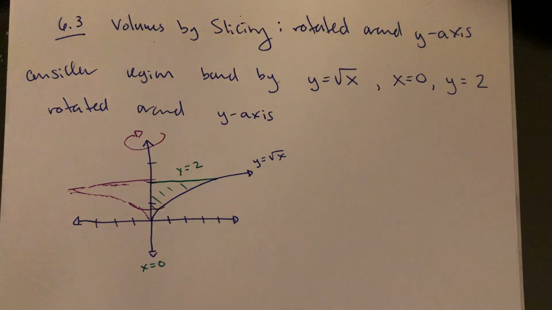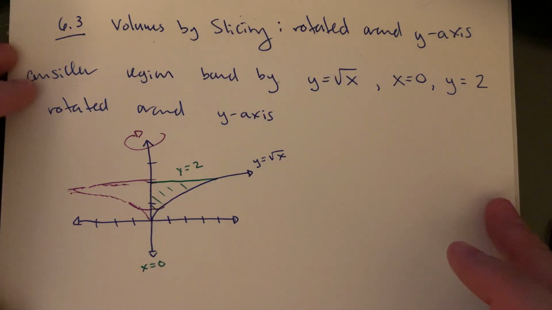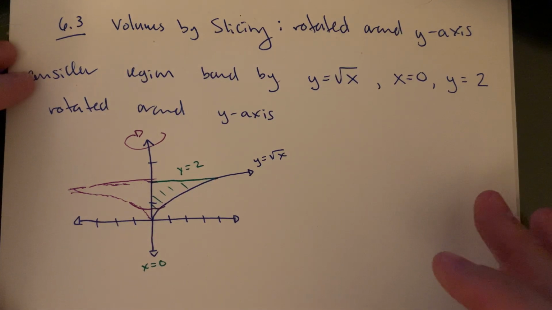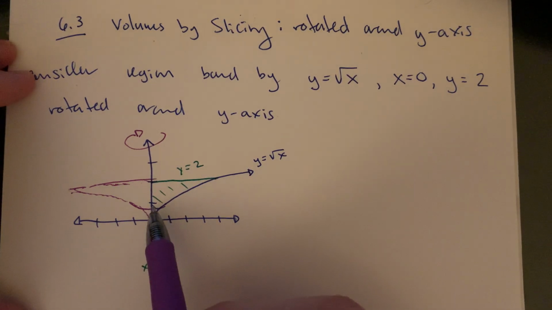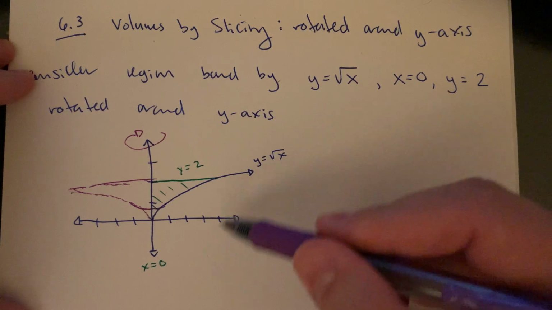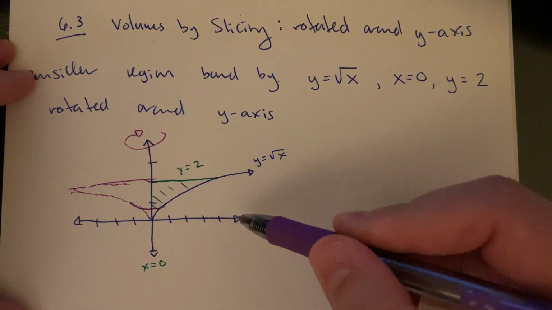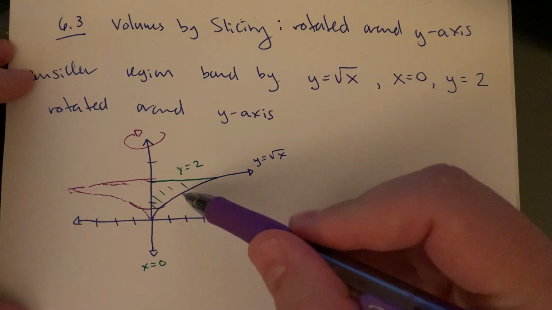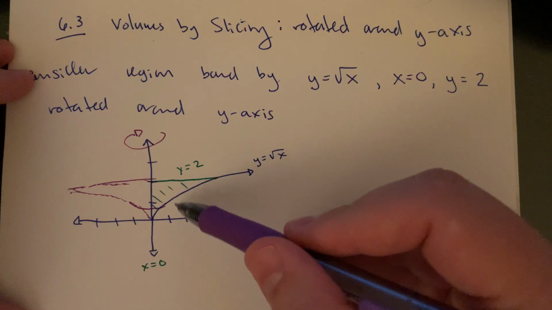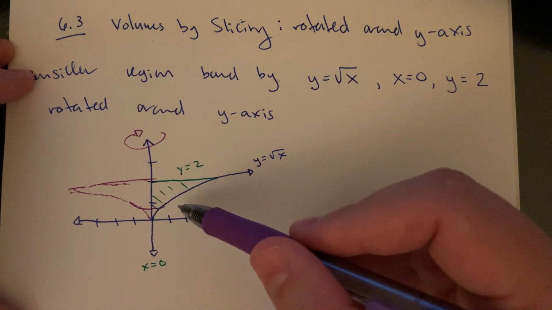Anyway, it's a vertical rotation, so you're rotating around the y-axis. This gets us a little bit of a different picture. If I took this and spun it around the x-axis, I would actually have a gap between, and I'd need to set it up with an outer and an inner radius. I'd have that kind of setup like we did in the last video.